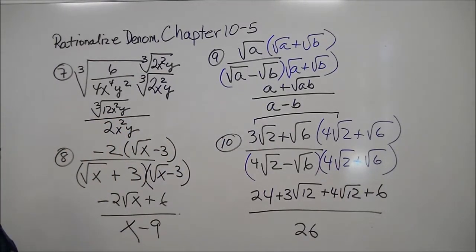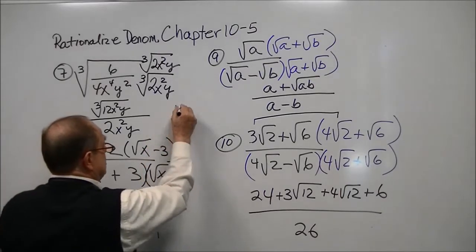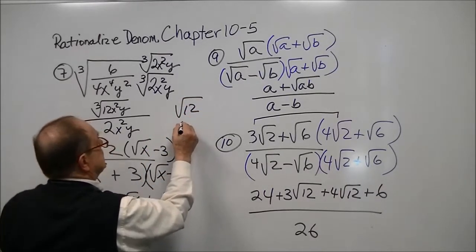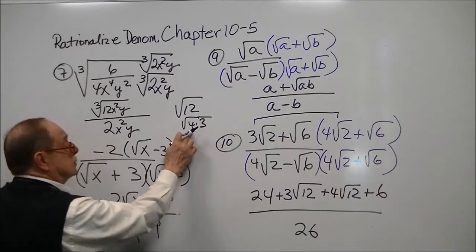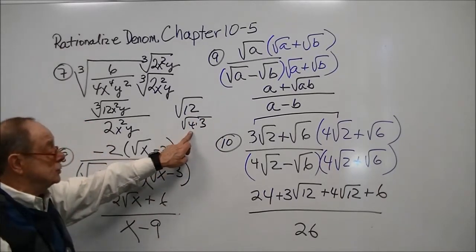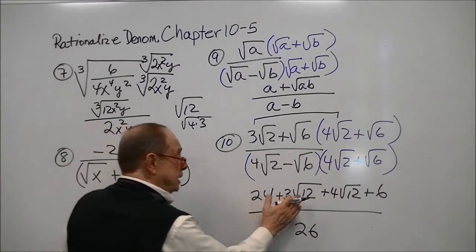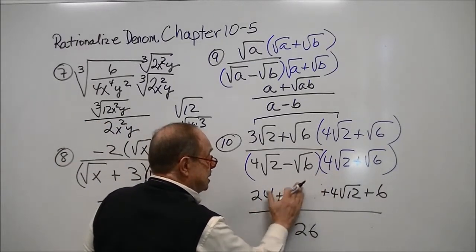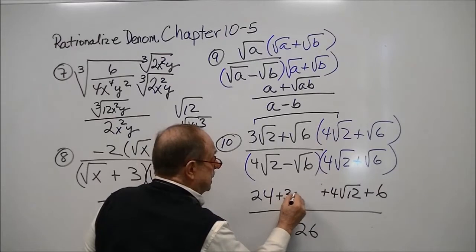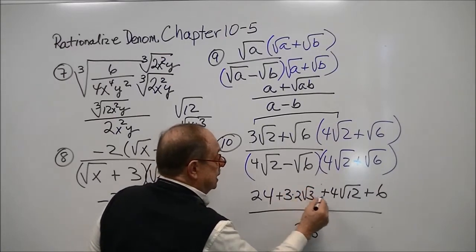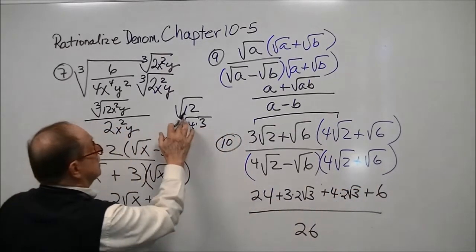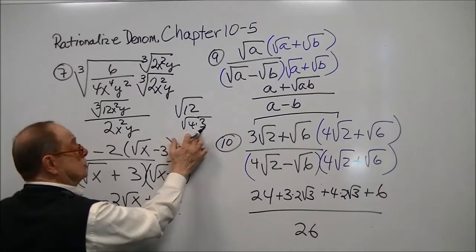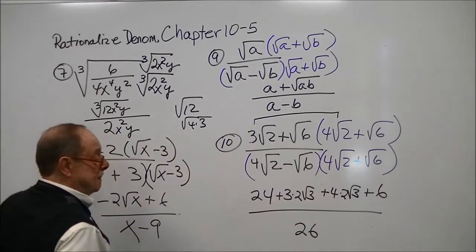Now, remember from before, we said the square root of 12 was the square root of 4 times 3. And the square root of 4 is 2. So here, this is going to become 2 square root of 3, and so will this one, 2 square root of 3. The square root of 12 becomes 2 square root of 3.